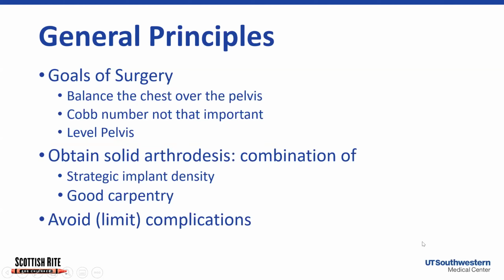The goals of surgery for neuromuscular are to balance the chest over the pelvis. The Cobb number is not that important. It doesn't matter what the Cobb number is. If you get the pelvis and the chest lined up, you're doing well. If you level the pelvis, those patients will do well.